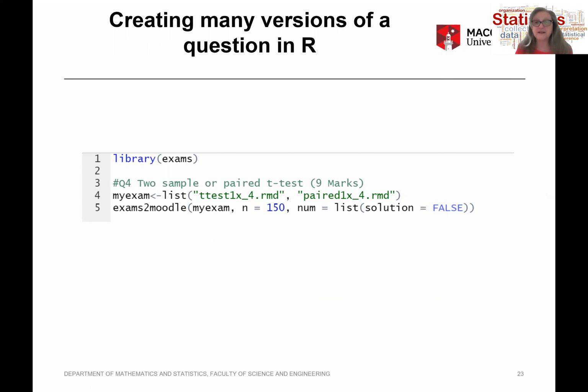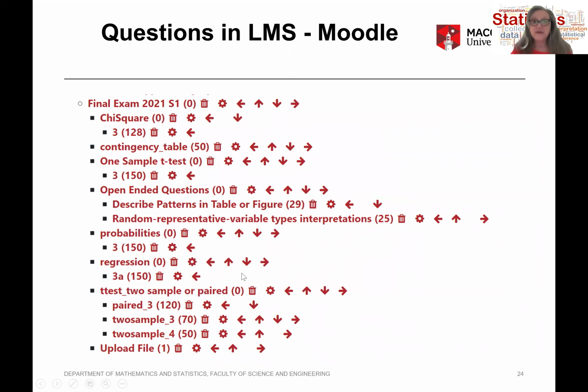And then taking this script using our exam package, this is the script created, I can easily create 150 different versions of it, or even 500. You can see I've created the t-test and paired t-test R scripts, and I'm running them here and creating 150 different versions of each of those. So how they look in my learning management system, which is Moodle. If we look at the t-test, 2 sample or paired, you can see I've only used scenario 3 for the paired t-test, which had 120 questions in there. For the 2 sample t-test, I had 2 different scenarios, one with 70 questions, one with 50 questions.